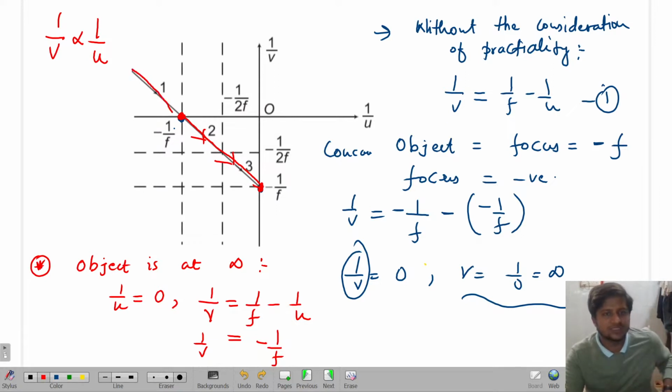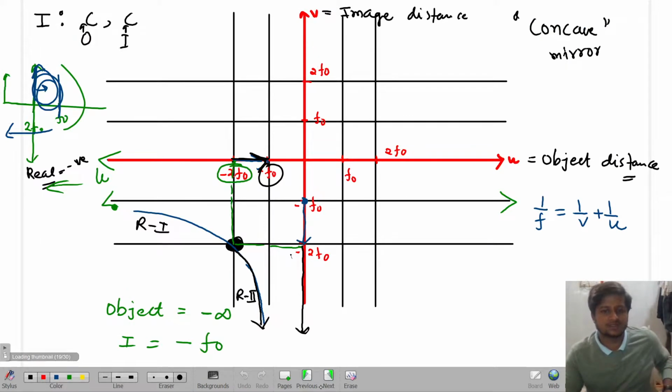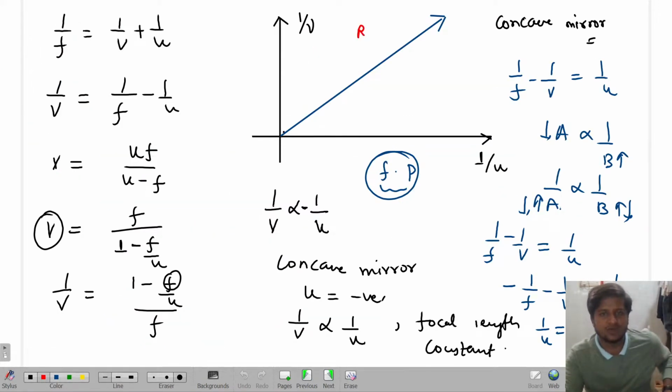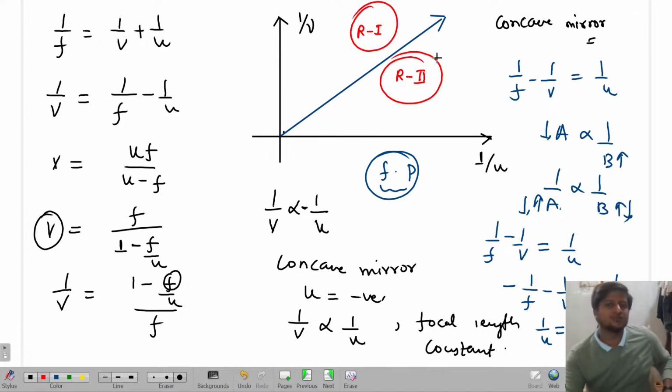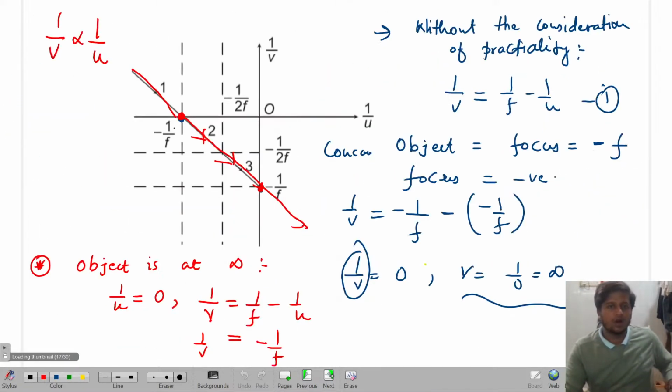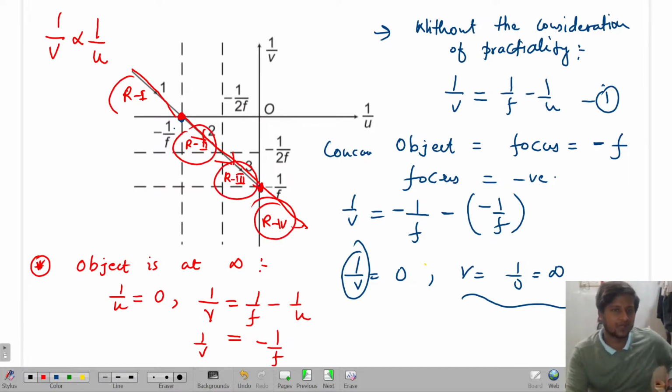Okay, so this is the consideration for all the regions: region 1, region 2, region 3, region 4. The graph which I have drawn is only for region 1. It is valid only in region 1 and region 2, right or not? So this is for regions 1 and 2, and this is for all the regions which I have considered: region 1, region 2, R3, and this is for R4. Understood or not? Four cases, four regions of a concave mirror, and for the four regions I have the four parts of the graph over here. Got it or not?